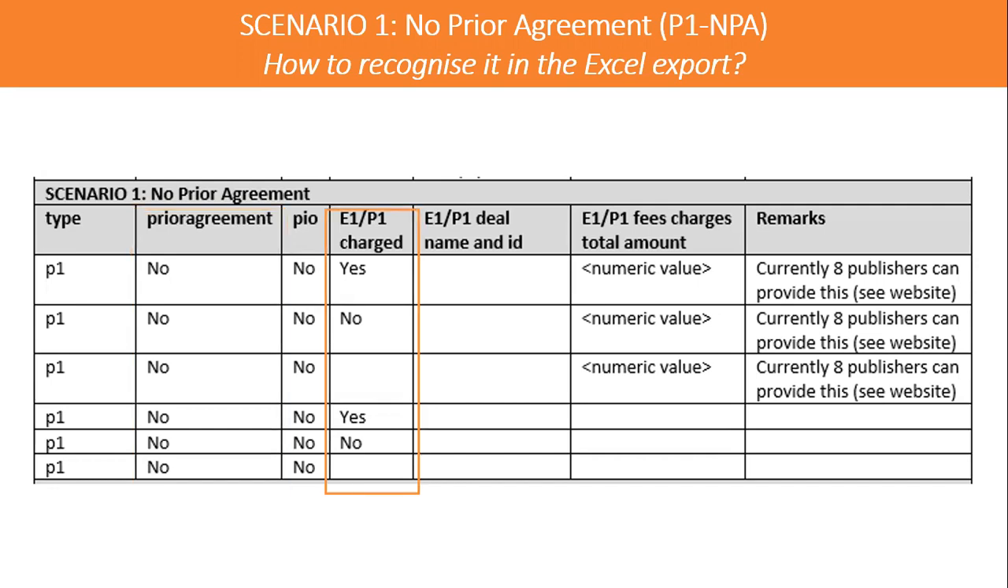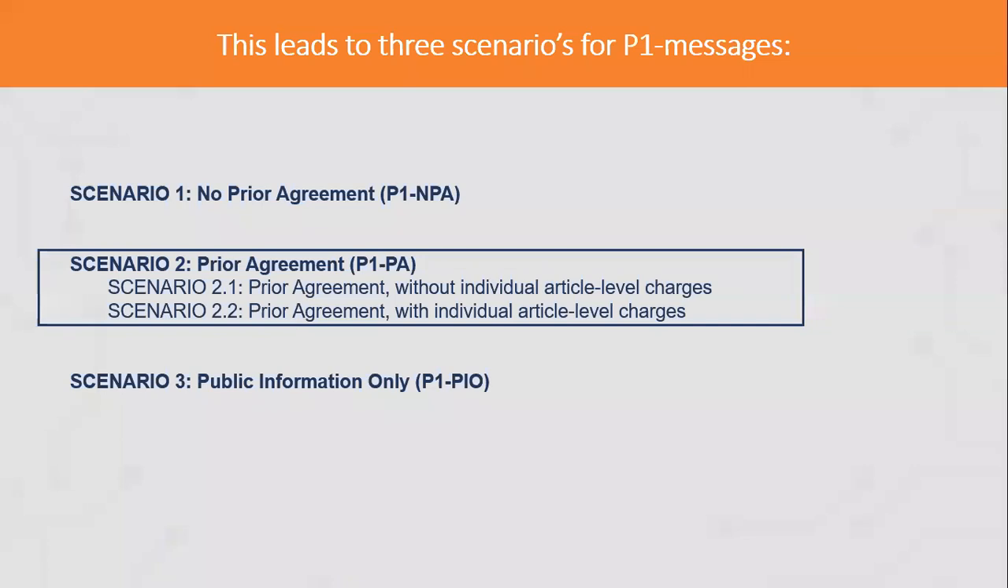There's also an indicator for whether it's known that this article is really charged to you: yes, no, or unknown, empty. The actual article level charges may or may not be provided. There are currently 8 publishers who include the article level financial details, and their names can be found on the website.